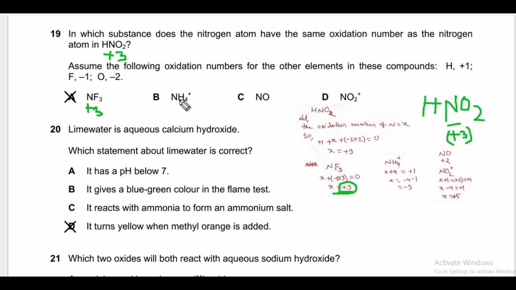If you count in the ammonium ion, you will get minus 3. Here nitrogen is minus 3. Here in NO, nitrogen is plus 2. Here in NO2 or the last one, nitrogen will be plus 5.